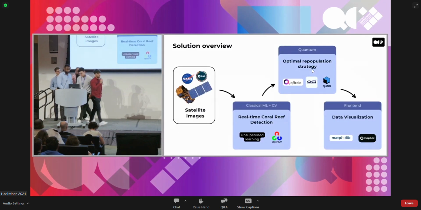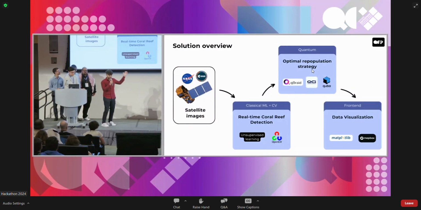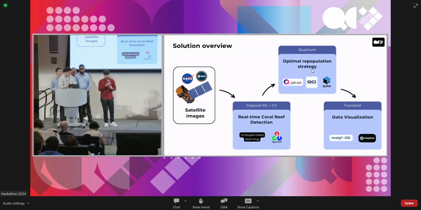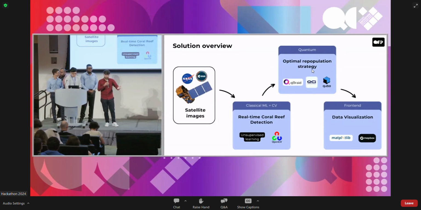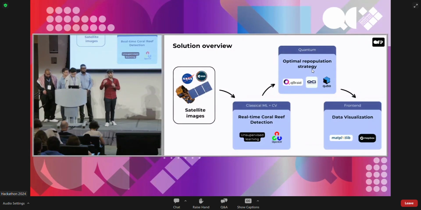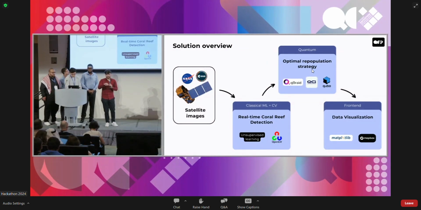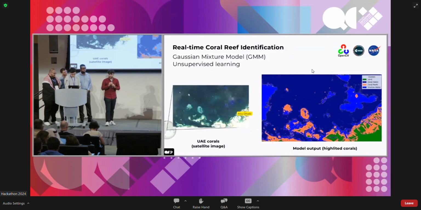So how do we do it? We use satellite images from NASA and ESA. We pass them through a classical computer vision algorithm that uses unsupervised learning to detect the coral reef regions and give us a segmented image. Then we convert that segmented image into a graph. We use quantum annealing to solve that graph problem to get the optimal repopulation strategy.